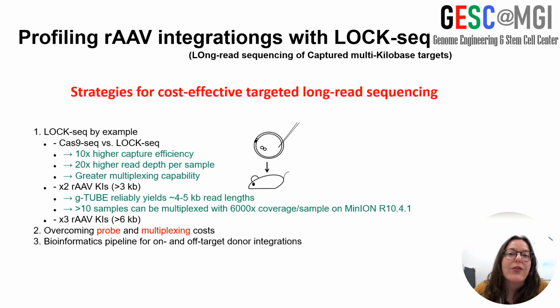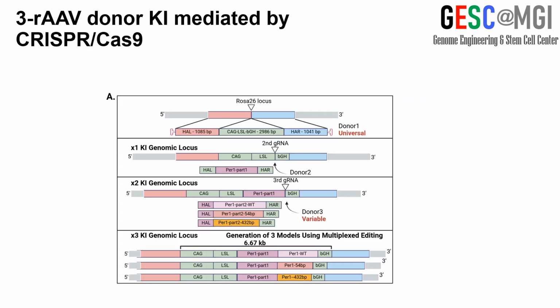Next, we'll take a look at 3 AAV knock-ins. In this example, we have a 3 AAV knock-in where we have 2 AAVs that are constant, donor 1 and donor 2, and there's a third AAV that's a variable AAV donor where it has one of 3 different flavors of knock-ins: a wild type, a 54 base pair deletion, or a 432 base pair deletion. In the end, we generated 3 transgenic animal models, one with the full-length wild type and 2 with one of the 2 mutations. And the total insert size was 6.6 kb with 800 base pair homology arms.